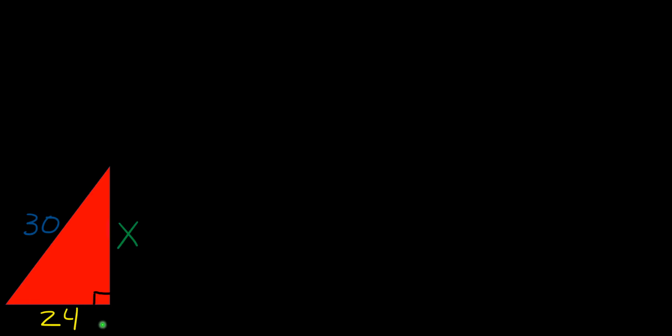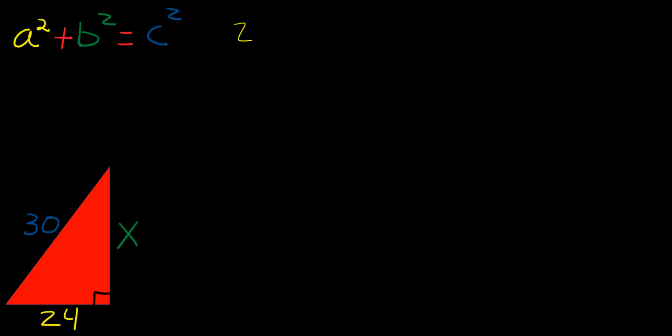So in this example, I have a right triangle with one side that's 24, another side that's unknown, we're going to call it x, and our hypotenuse, the longest side, is going to be 30. To figure out the missing side x, we simply use the Pythagorean theorem. A squared plus b squared equals c squared. So in this case, 24 is going to be equal to a, x is going to be equal to b, and 30 is going to be equal to c. So let's plug and check.